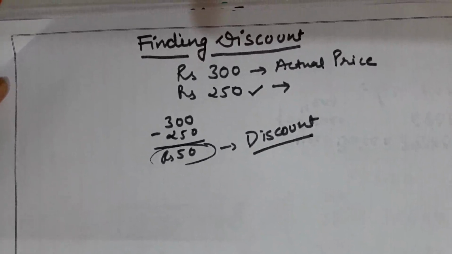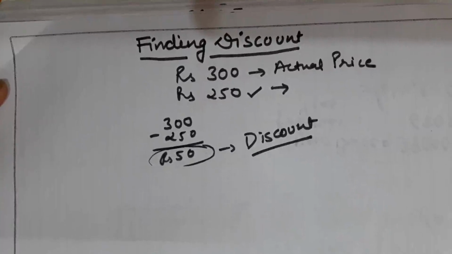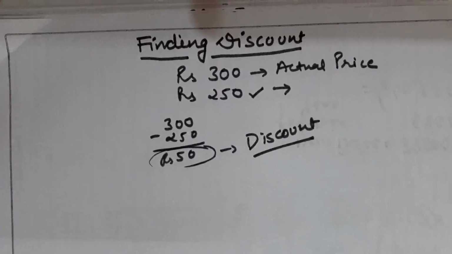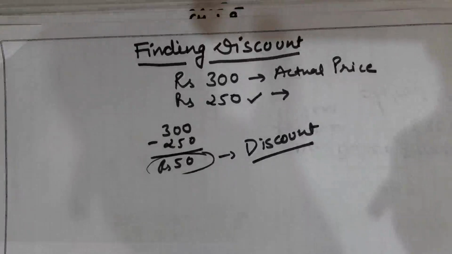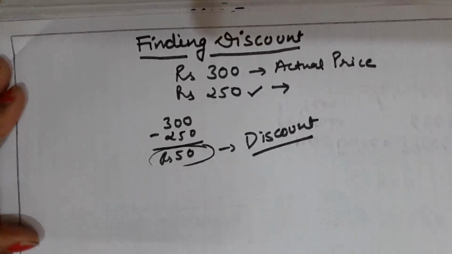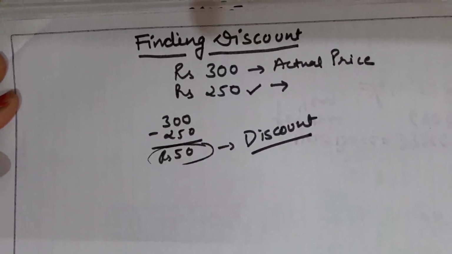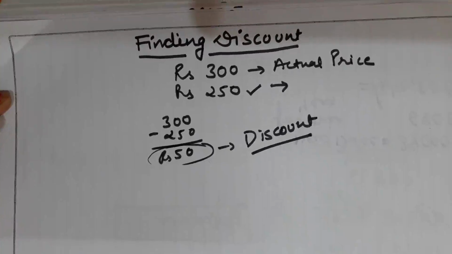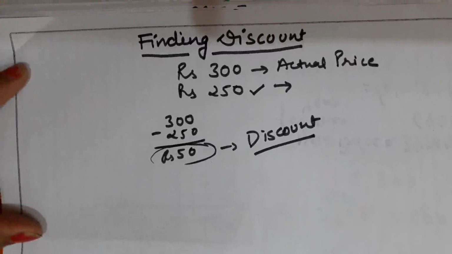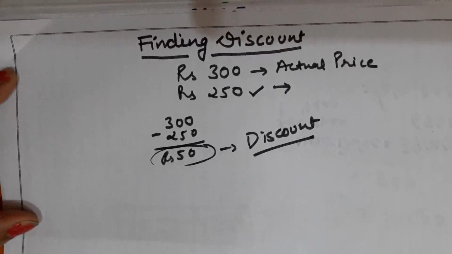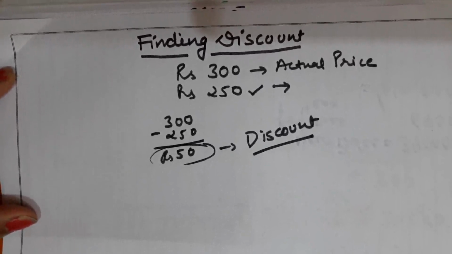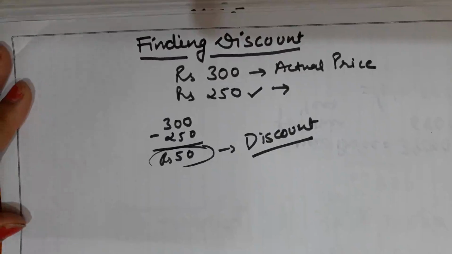Now when you get a discount in percentage, what will you do? Suppose instead of saying rupees 50, if the shopkeeper says he is giving you a 25% discount, or a 20% discount, at that time you need to calculate the amount of the discount.